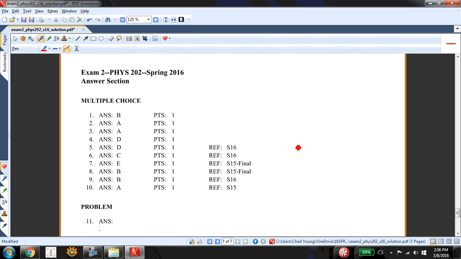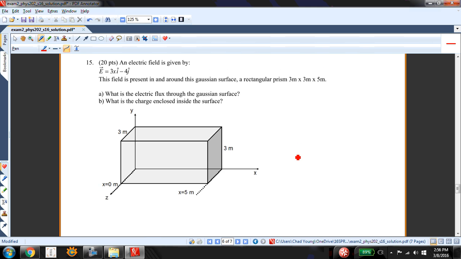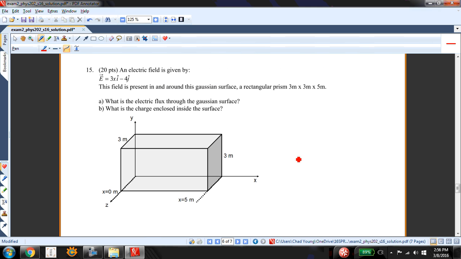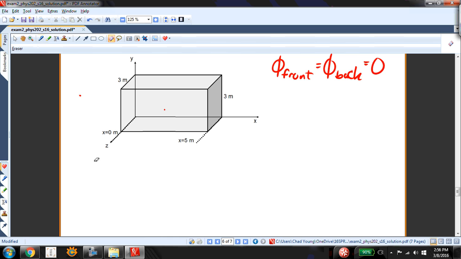Is this the last one? Yes, okay, so let's go ahead and do this one. First I want to know the electric flux through the Gaussian surface. Notice that my electric field only has I and J components, so the flux through the front face, that's this face coming out, and the flux through the back, because those are both in the K direction, their dot product with E is going to be equal to 0. So all I'm really concerned about is the top, bottom, left, and right. So let's do each of those, top, bottom, left, and right.